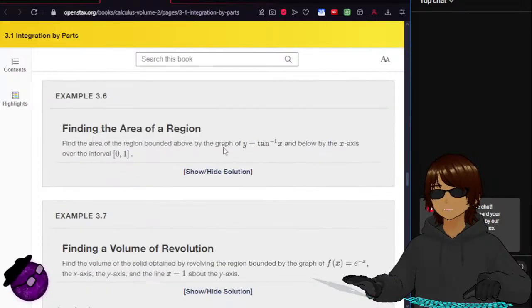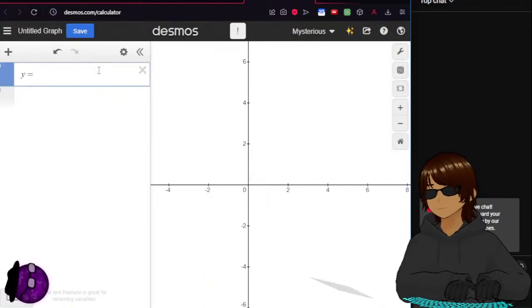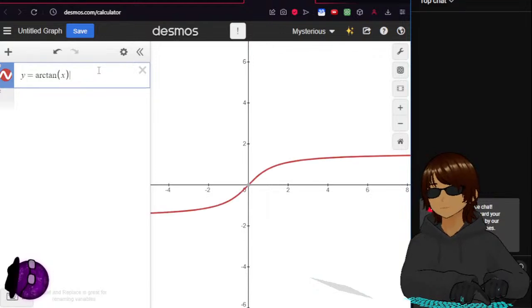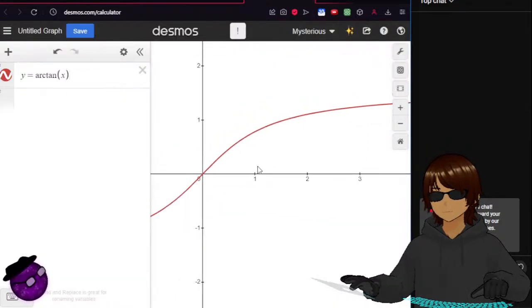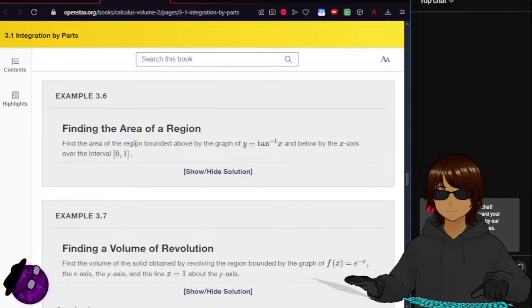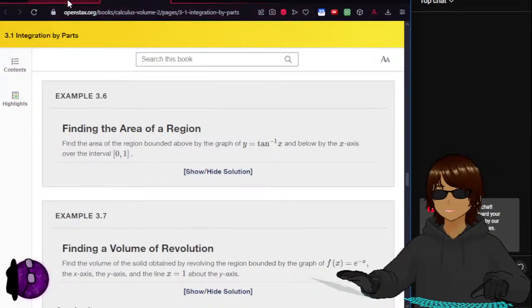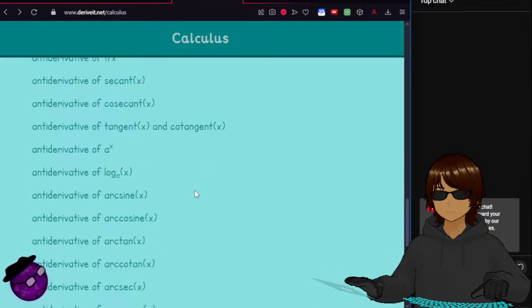Find the area of the region bounded above by the graph y is equal to arctan x and below by the x-axis over the interval. So arctan x, how should I do this? Hmm.